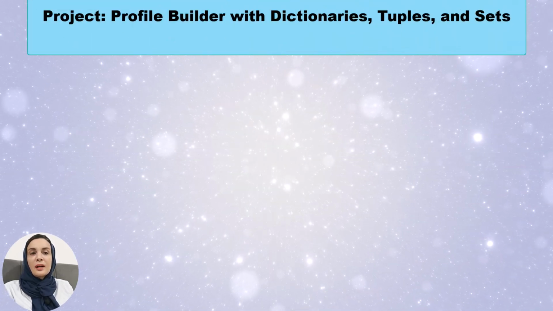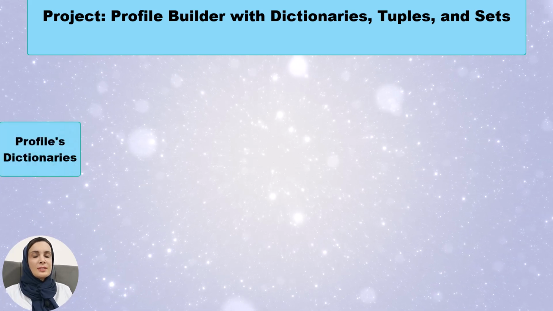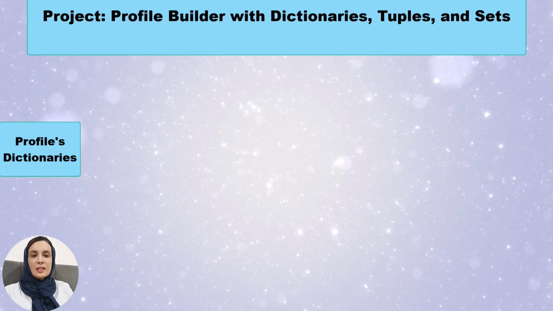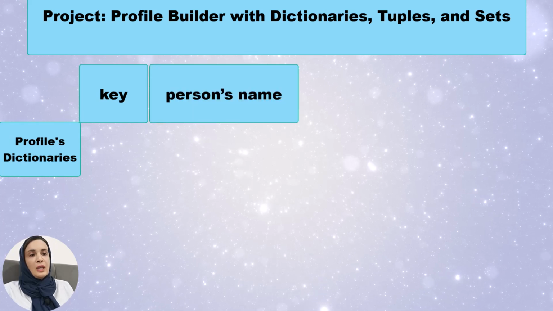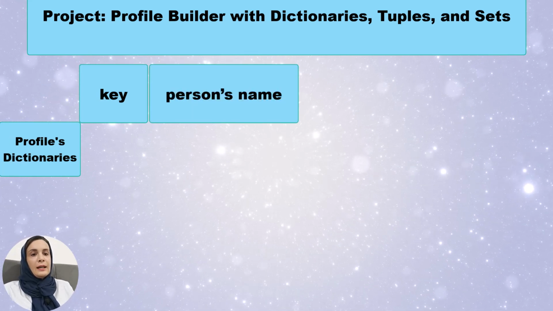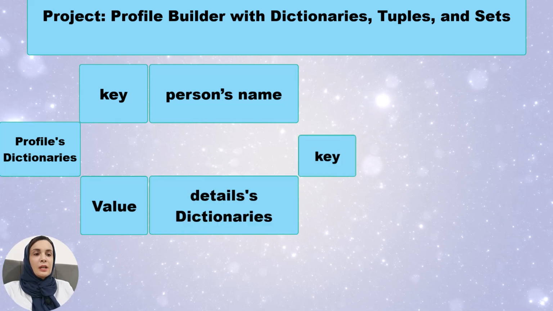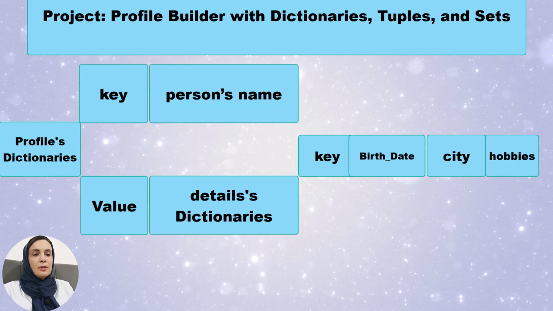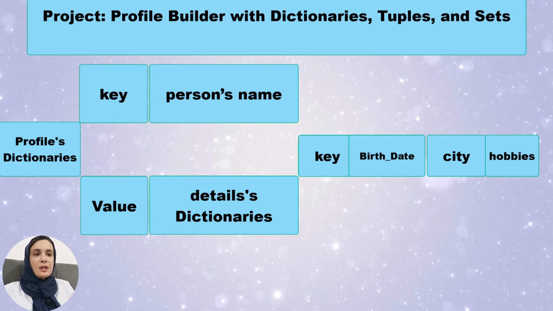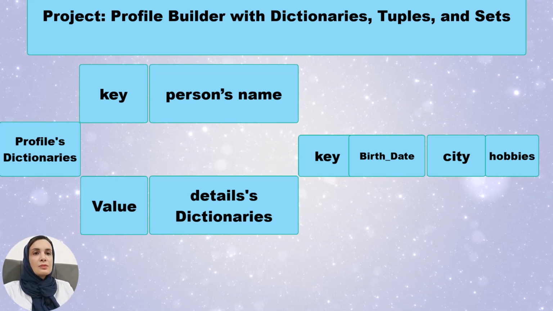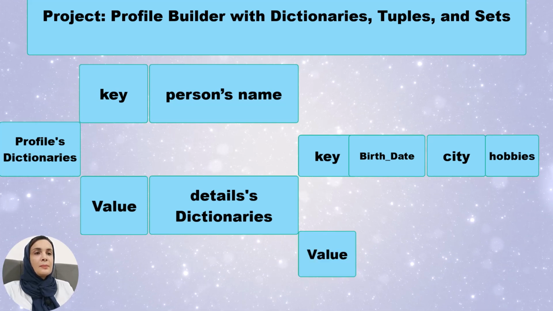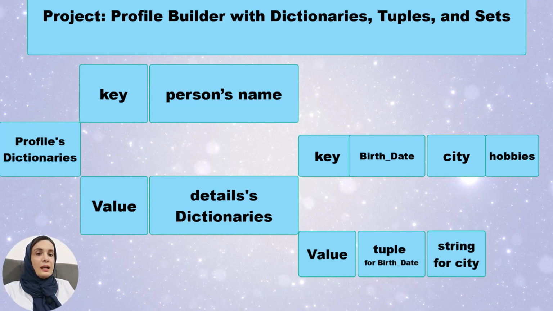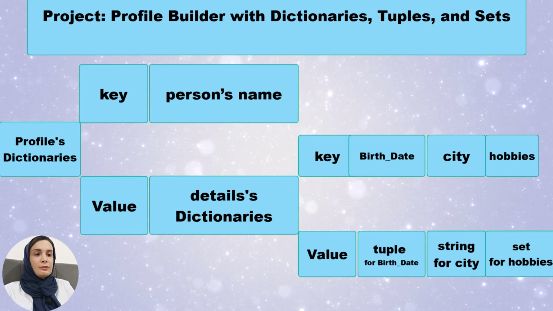Now let's build a project. We'll create a profile for each person. We'll use dictionaries, tuples, and sets for this purpose. We'll start with a dictionary called profiles. Each key is a user's name, and the value is another dictionary containing their birth date, city, and hobbies. We use a dictionary to organize each user's details. It allows us to store many details under each person's name. Tuples are used for birth dates because birth dates don't change, and sets are used for hobbies to avoid duplicates.